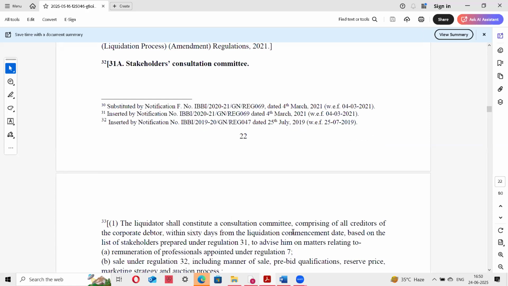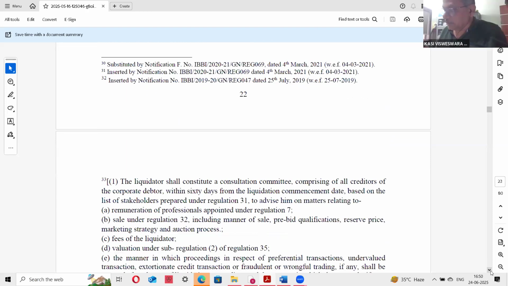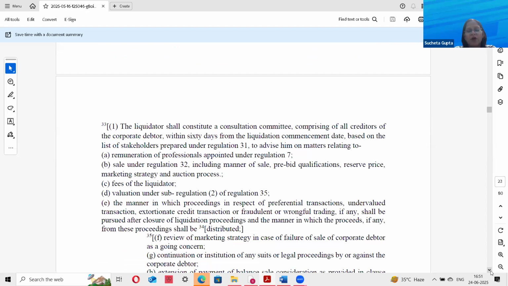No, 60 days from the liquidation commencement. Please go down. This para belongs to the stakeholders consultation committee. The liquidator shall constitute a consultation committee comprising of all creditors of the corporate debtor within 60 days from the liquidation commencement date, based on the list of the stakeholders prepared under the regulation, to advise him on matters relating to remuneration of professionals. So this is only what is required to be discussed. Basically, madam, within 60 days the SCC will be formed. Exactly, and then in any meeting it can be done. What Suresh has said is perfectly correct. Yes, it can be done in any meeting.